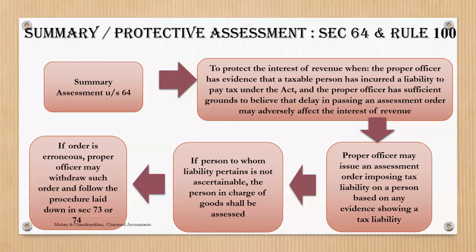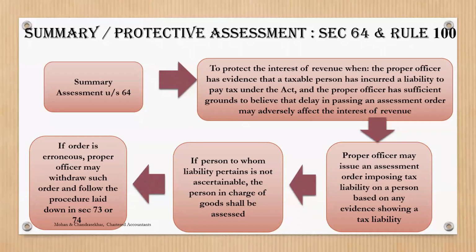So it is basically to protect the interest of revenue when the proper officer has evidence that a taxable person has incurred a liability to pay tax under the Act, and the proper officer has sufficient grounds to believe that delay in passing an assessment order may adversely affect the interest of revenue. So the proper officer may issue an assessment order imposing the tax liability on the person based on any evidence. Immediately, the assessment order will be passed without any notice. So this is a very draconian section. You have to be very, very careful.